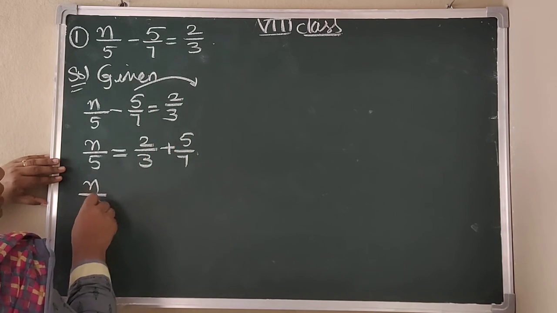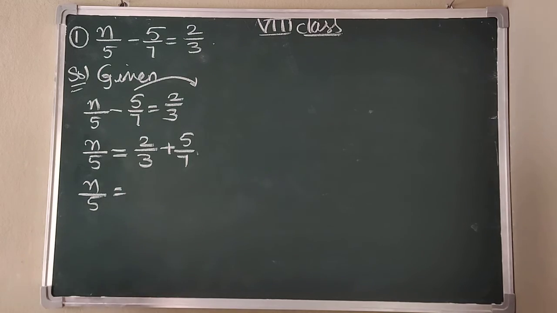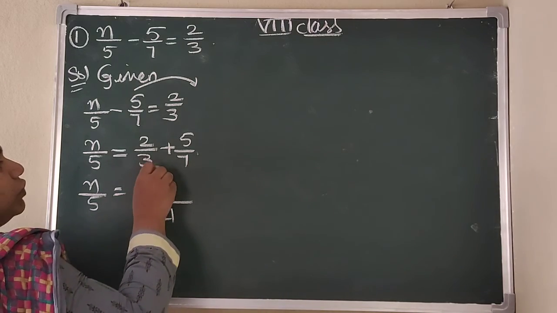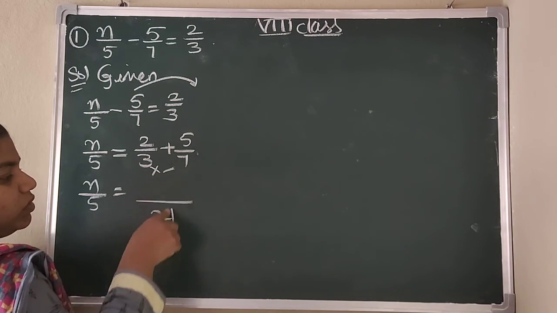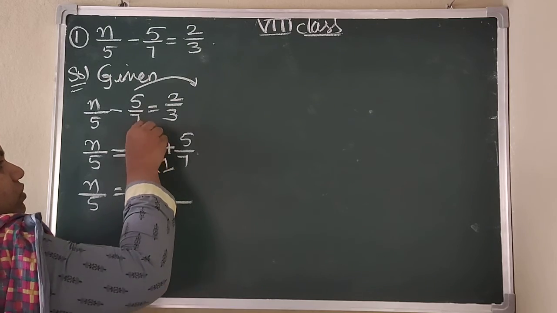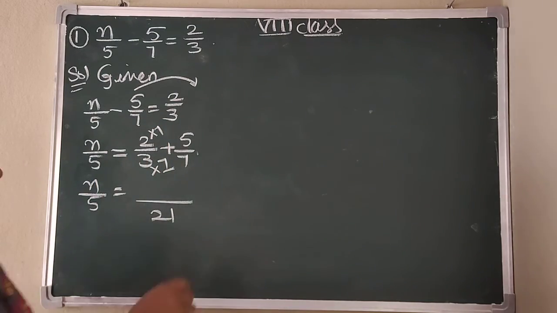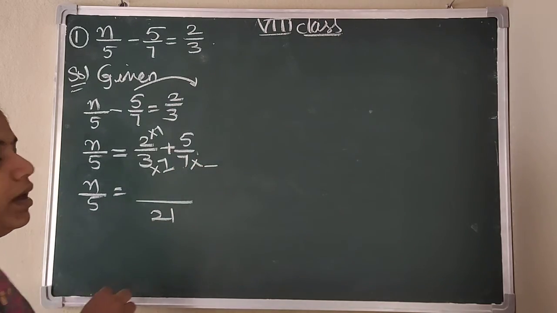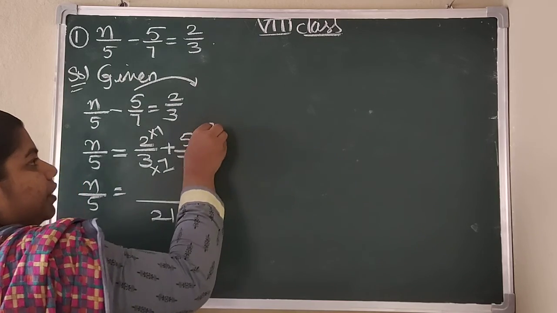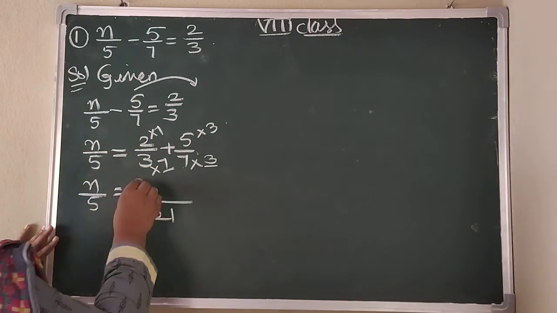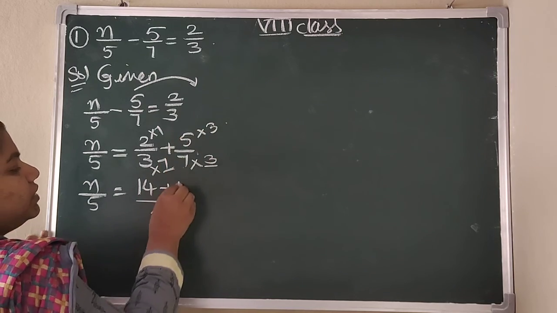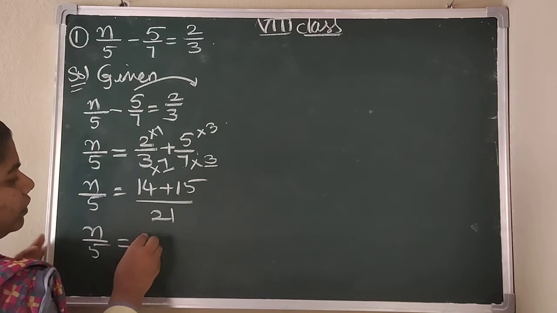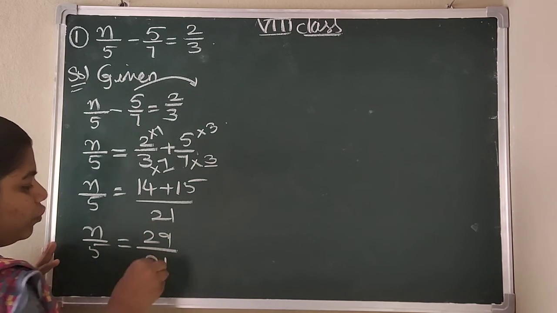Now first we have to take the LCM here. What is the LCM of 3 and 7? The LCM of 3 and 7 will be 21. For 3, how much will you multiply to get 21? 3 times how many is 21? That is 7 times. So multiply the same 7 in the numerator. And for 7, how much do you have to multiply to get 21? That is 3 times. So 7 2s are 14 plus 5 3s are 15. So n by 5 is equal to 14 plus 15, which is 29 by 21.